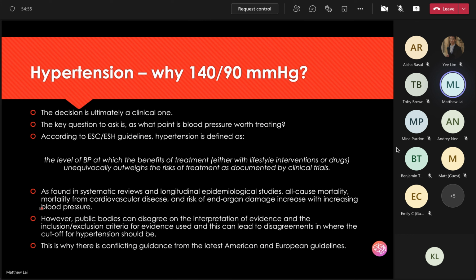But because our decision is clinical and it's based on evidence, public bodies can actually disagree as to the interpretation of evidence and whether or not they decide to include certain pieces of evidence in their decision-making for their guidelines. So this can lead to disagreements in where the cutoff for hypertension should be. And this is why there's conflicting guidelines from the latest American and European guidelines. I think America classifies 130 systolic as hypertension.